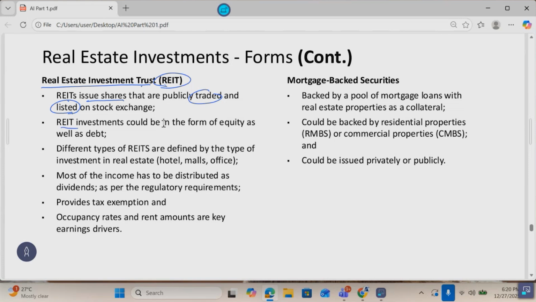The REIT's investments will form equity or debt, and that REIT will earn income or appreciation, and that income and appreciation will pass on to you as an investor in the REIT. Different types of REITs can be there based on the real estate: hotels, malls, offices. Let's say you have Infinity Mall. That Infinity Mall might be worth 50 crores, whatever the value, and that is invested in by a REIT.